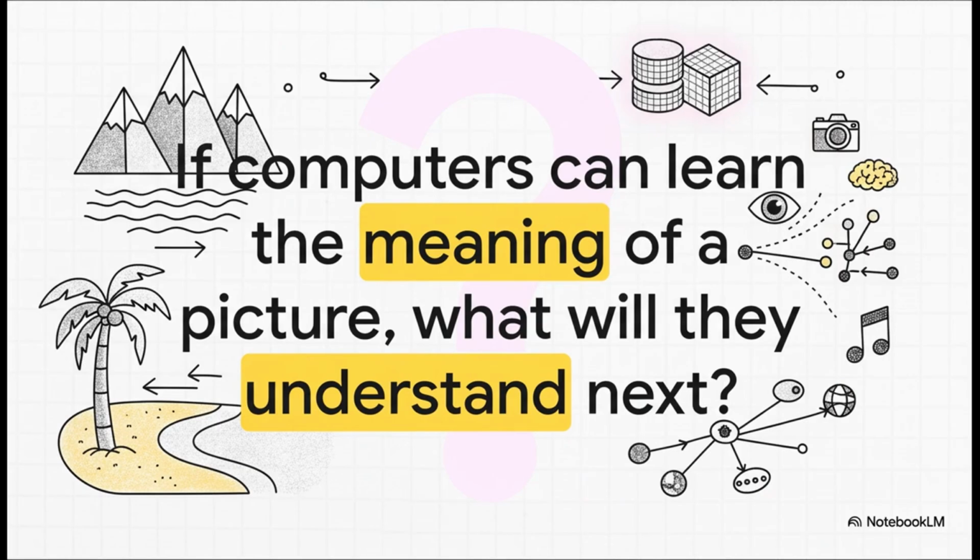So, by translating our world into numbers, we've actually started to bridge that semantic gap. We've built databases that really do understand that a beautiful sunset is way more than just a bunch of orange pixels. And that leaves us with a pretty big thought to chew on. We've taught machines to grasp the meaning of a picture. What happens when they can fully grasp the meaning behind our words, our questions, and even our intentions?